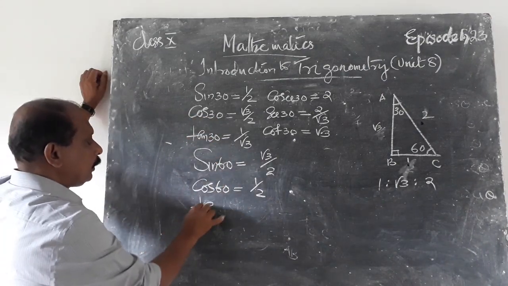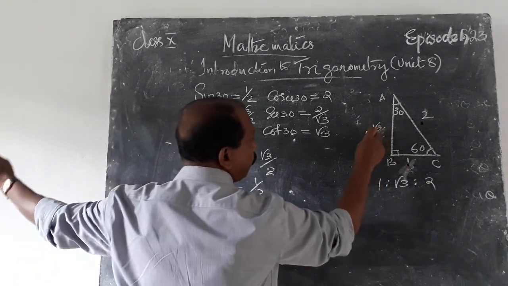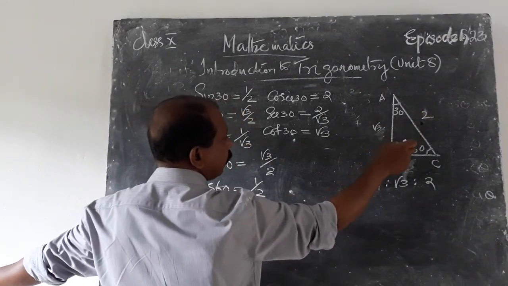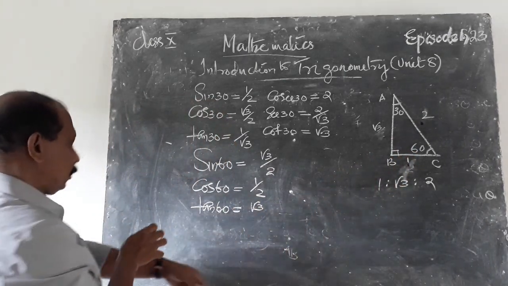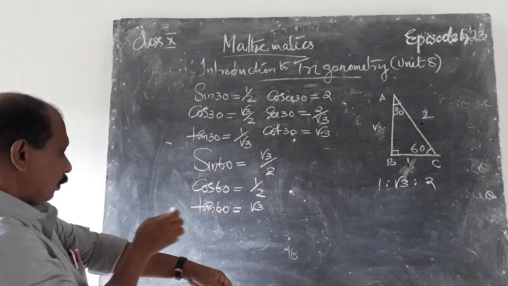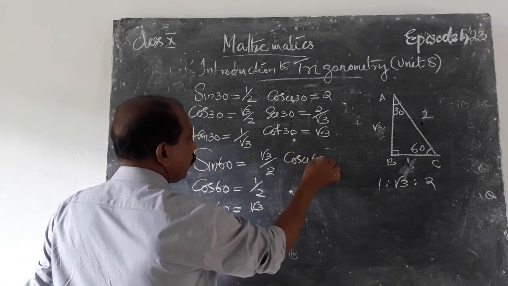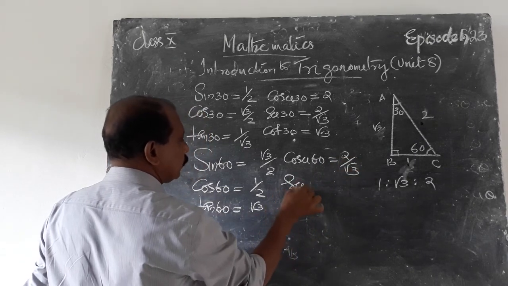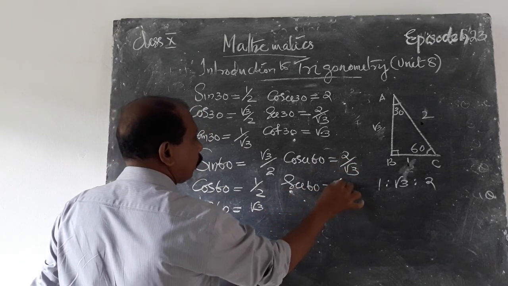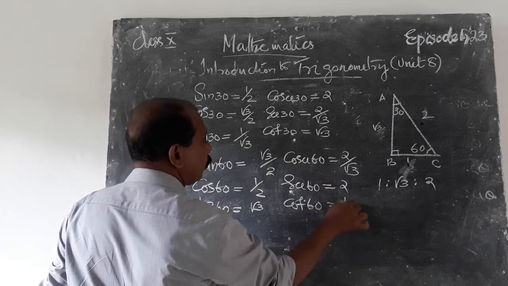Then tan 60 is equal to opposite side by adjacent side, that is root 3. Then cosec 60, that is the reciprocal, 2 by root 3. Sec 60, that is the reciprocal, 2. Cot 60 is equal to 1 by root 3.